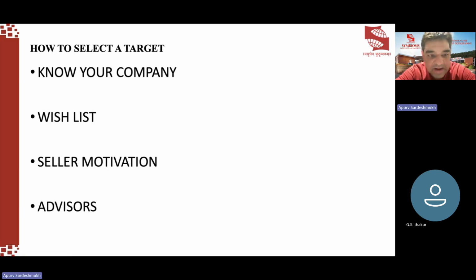So then once the criteria is identified, you then start looking for a target. You start looking for an acquisition. Now, how do you select a target? You obviously need to know the company. You need to know how your target is, where your target is based, what is the basic fundamental business of your target, what are the number of employees, revenues, are there any liabilities. So you need to know your company that you're acquiring.